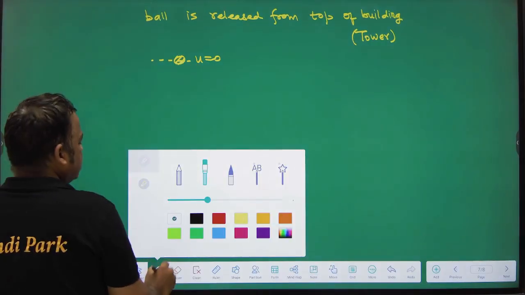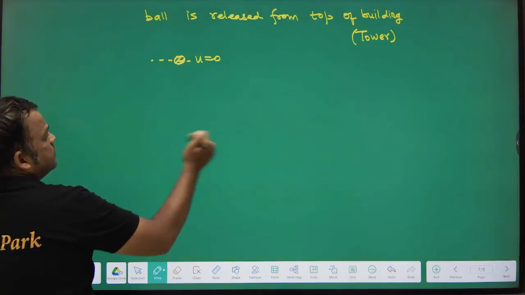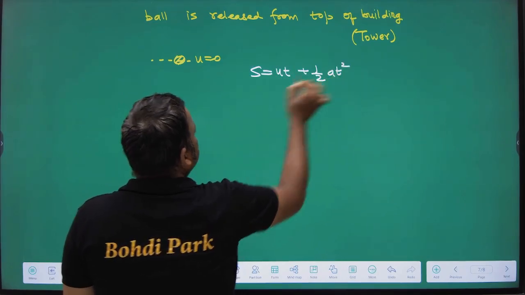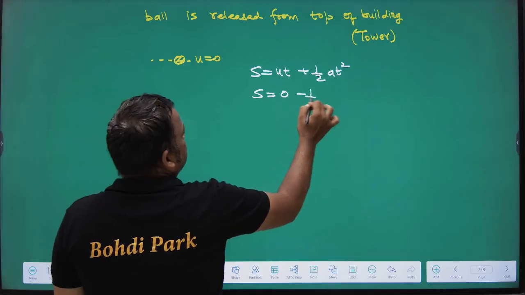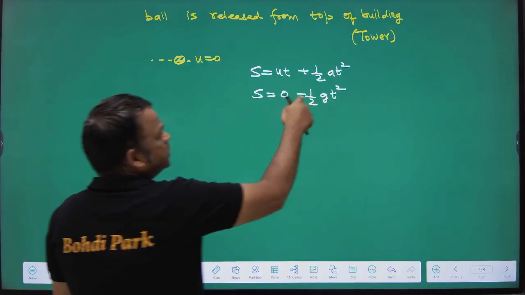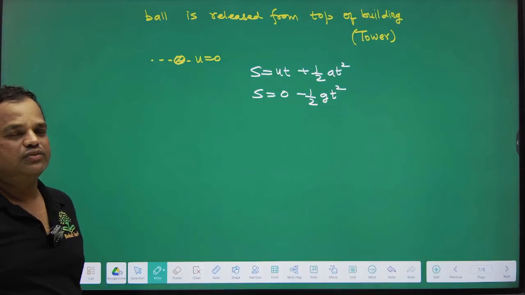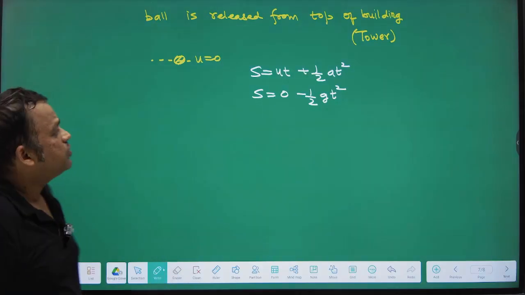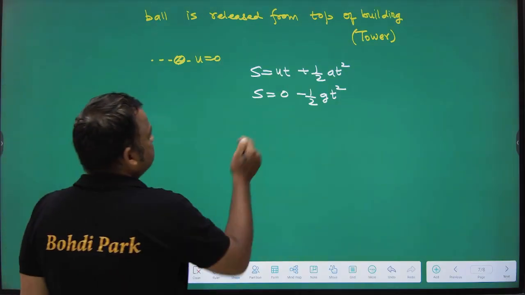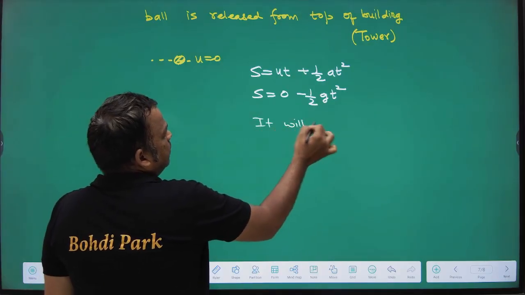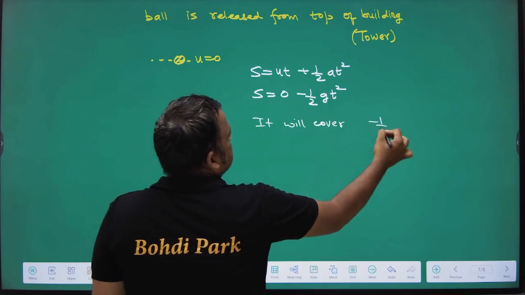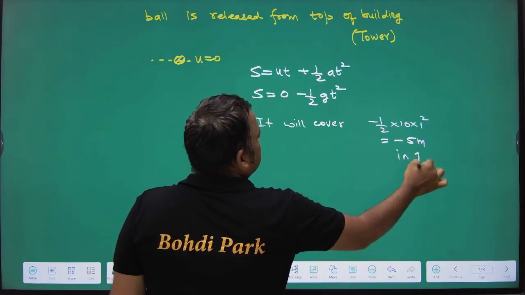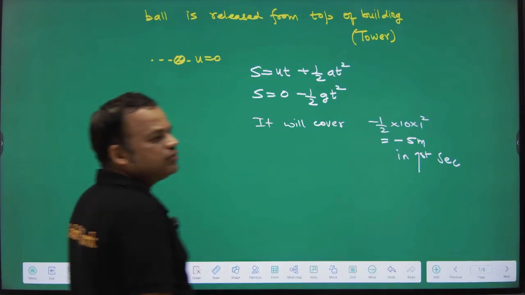So after t seconds, how much distance will it cover? We can use s is equal to ut plus half at square. So the displacement will be 0 minus half gt square. The displacement is negative because it is falling down. So it is falling down like this. So in 1 second, how much will it cover? It will cover minus 1 by 2 into 10 into 1 square, which is minus 5 meter in the first second.